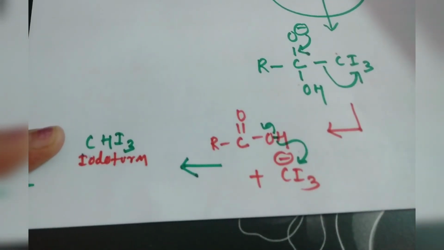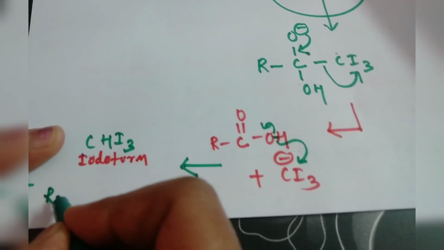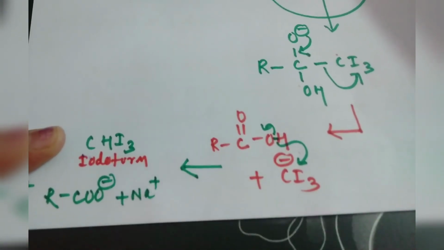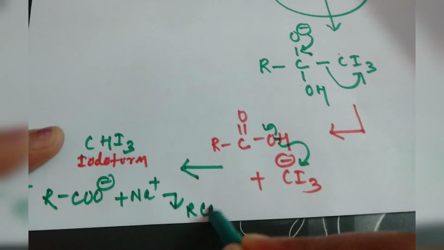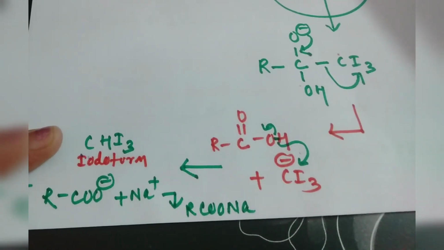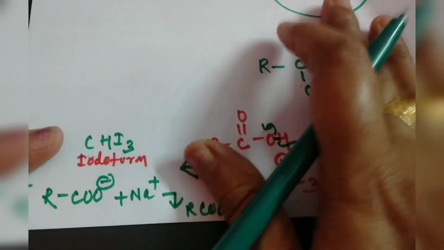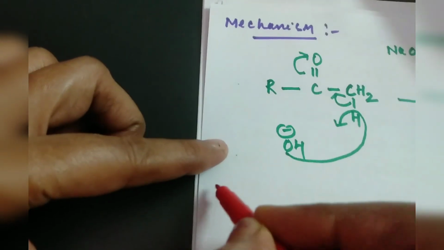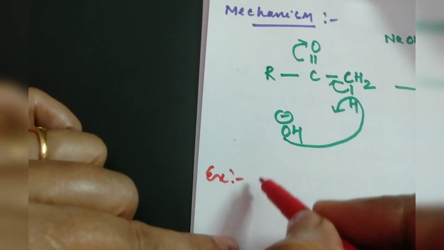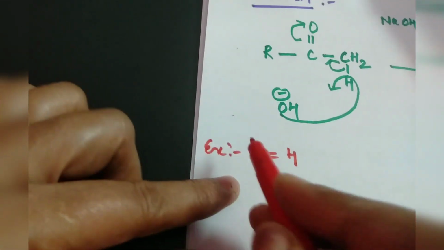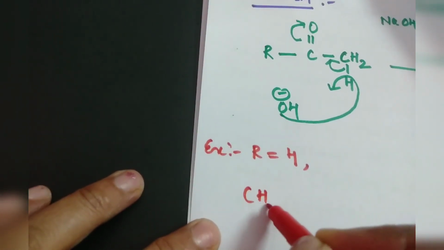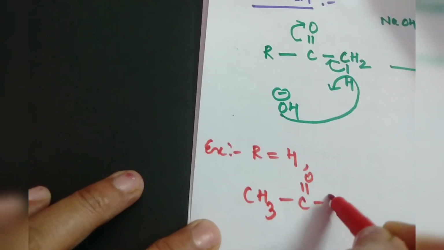That is your yellow precipitate, and the salt is RCOO minus, which on reaction with Na plus forms RCOONa. Now see here, instead of R, for example, if I put R equals to H, what will be the compound? The compound becomes CH3C double bond OH. If R is equal to H, then the reactant is acetaldehyde, CH3CHO.